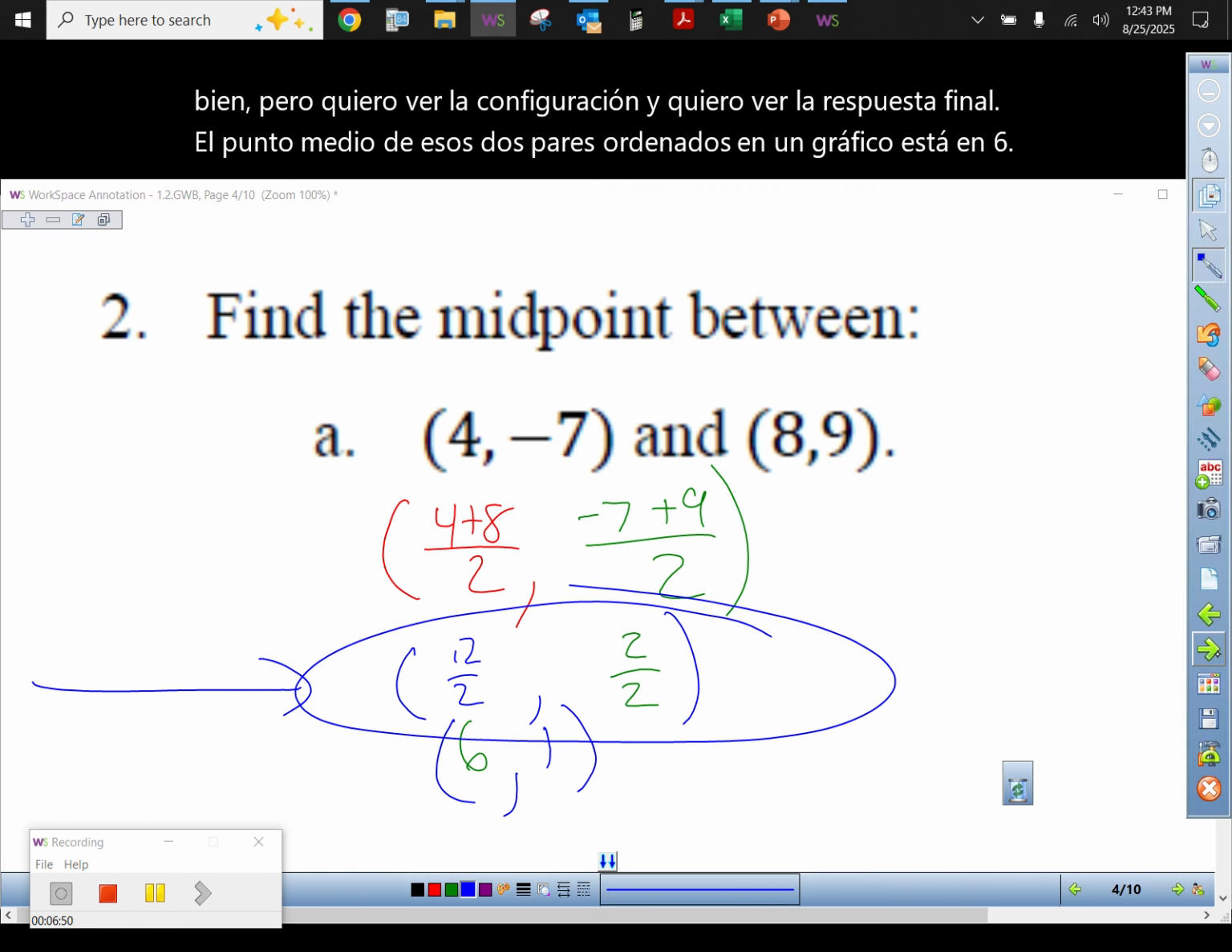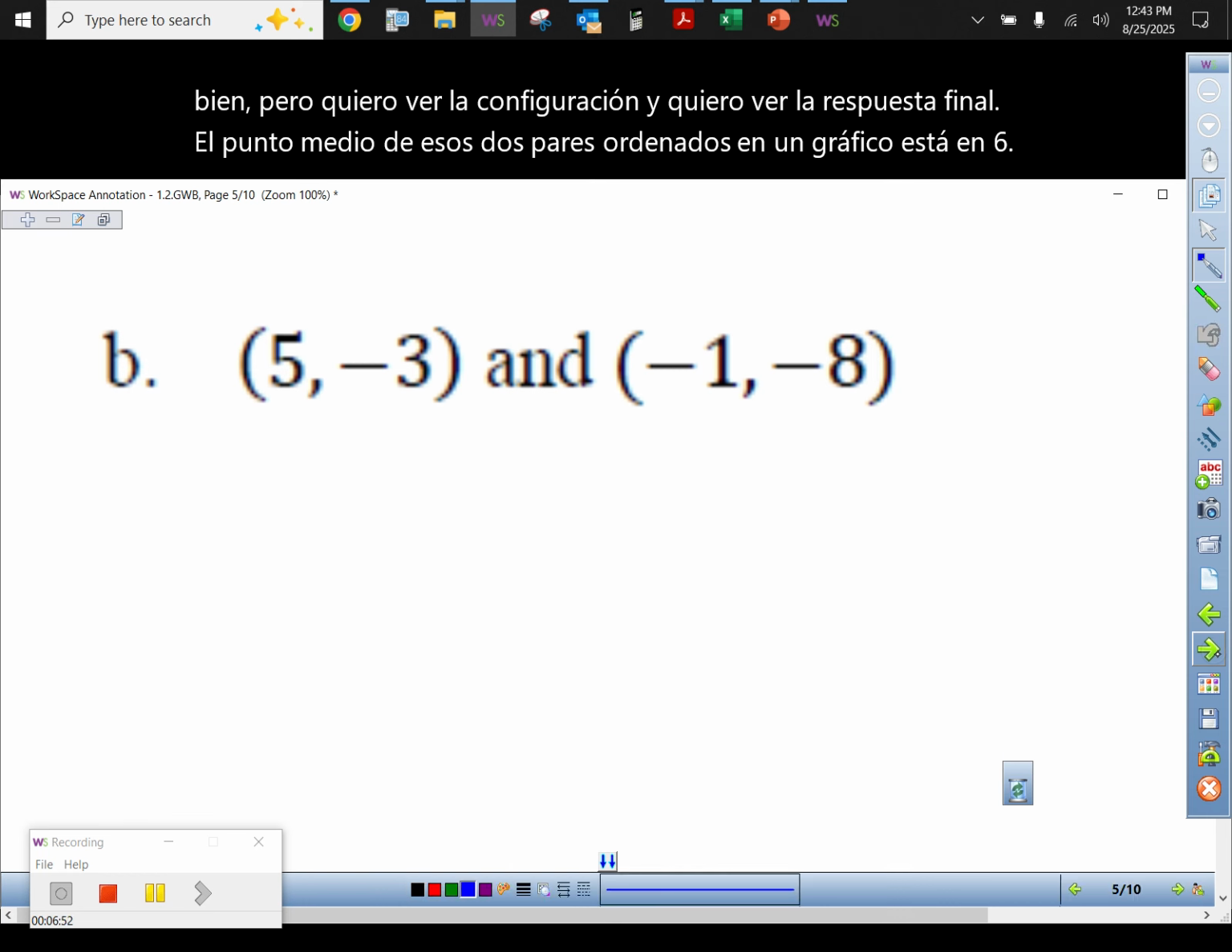Could you do that one more time for me? One more time. Here's where I want to take a shortcut, though. I don't want to write 5 plus -1. What's the smart way to write 5 plus -1? 5 minus 1. Are we cool with that? Instead of 5 plus -1, we'll make it a subtraction right away. And then -3 plus -8, we'll just write as -3 minus 8.